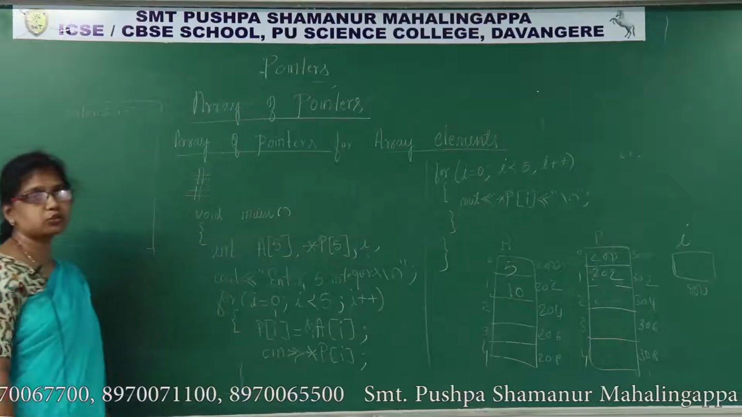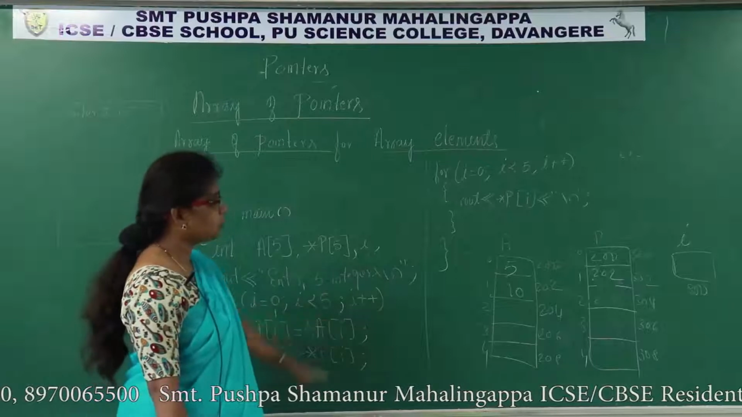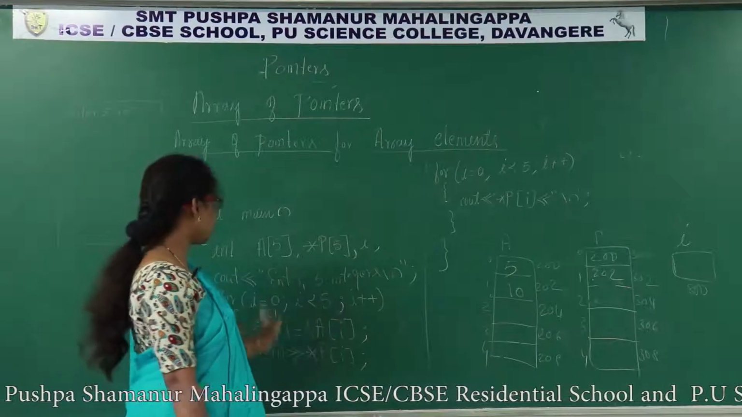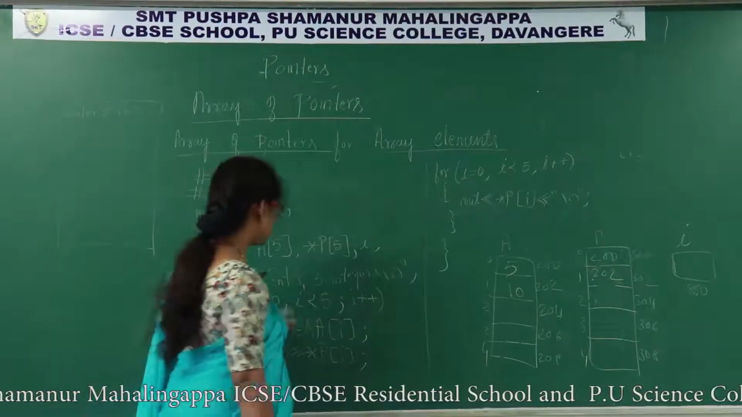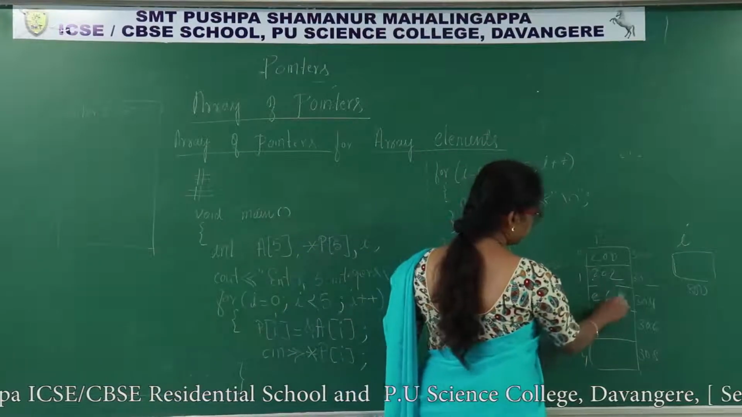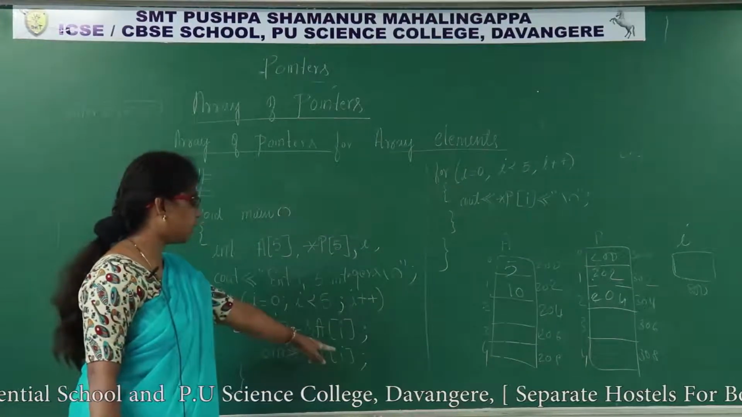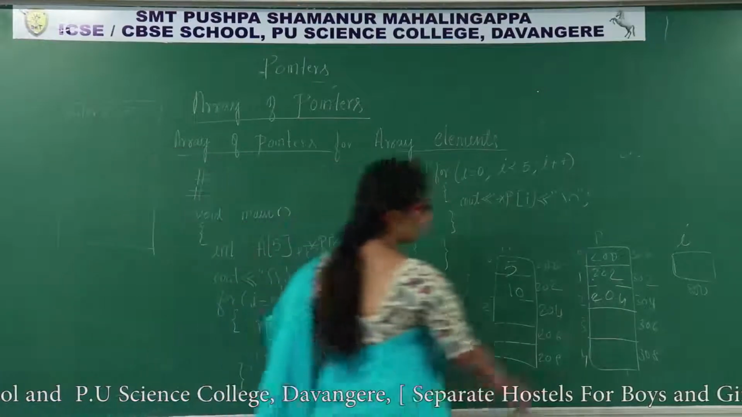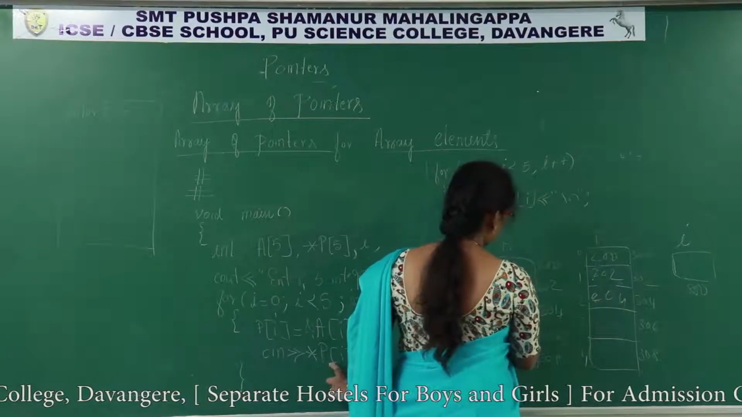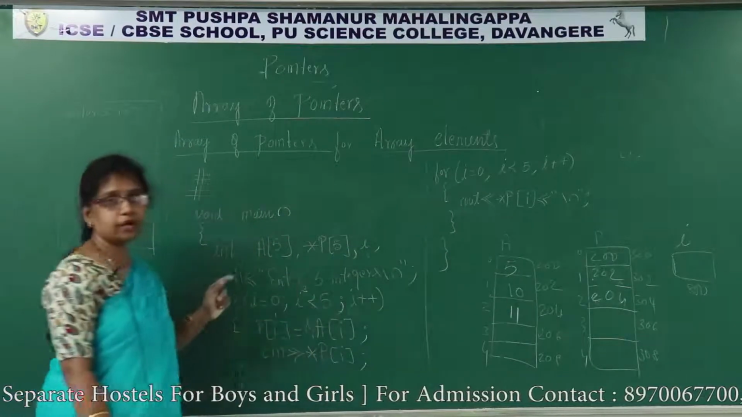I increments, I becomes 2, 2 less than 5, condition true. Again, A of 2, the memory address would be 204. 204 will be stored in P of 2. Now, P of I, I value is 2. What is there in P of 2? 204 is there. Star 204 means this location. Now some value will be stored. I increments, I becomes 3, 3 less than 5, condition true.